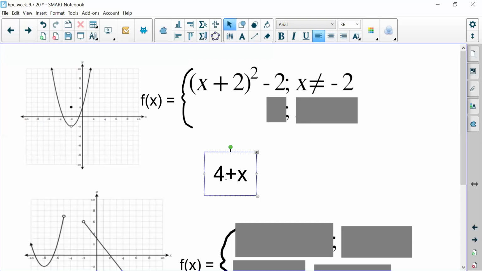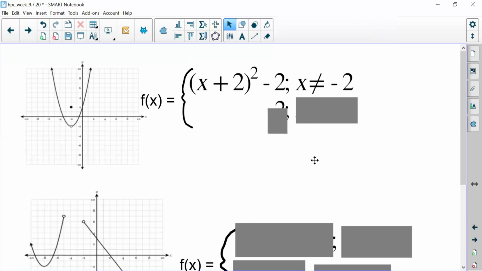But let's just keep things simple. I could delete this, and you could just write this for full credit. This is probably preferable. Just write down 2. There's just one little ordered pair here. The y value is 2. And when does that occur? When x is negative 2. So when x is negative 2, the result is 2. When x isn't negative 2, the result is the parabola.